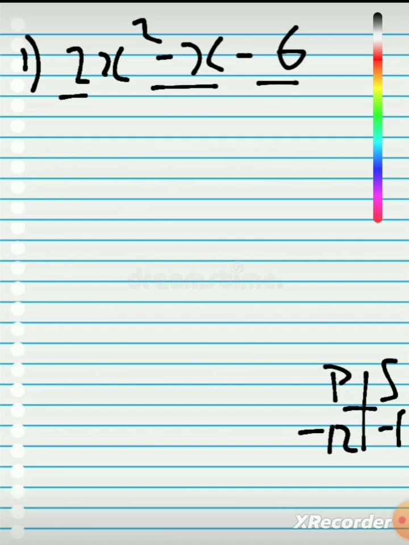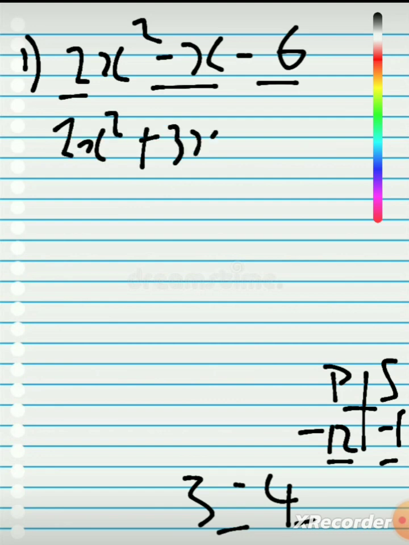Okay, so what are those two numbers? I can think of 3 and 4 to give me 12. So we want negative 12, I can make this negative. 3 times negative 4, negative 12. 3 plus negative 4 is negative 1. Okay, 3 plus negative 4 is negative 1. So the two numbers are 3 and negative 4. So it's going to be 2x squared plus 3x minus 4x minus 6.